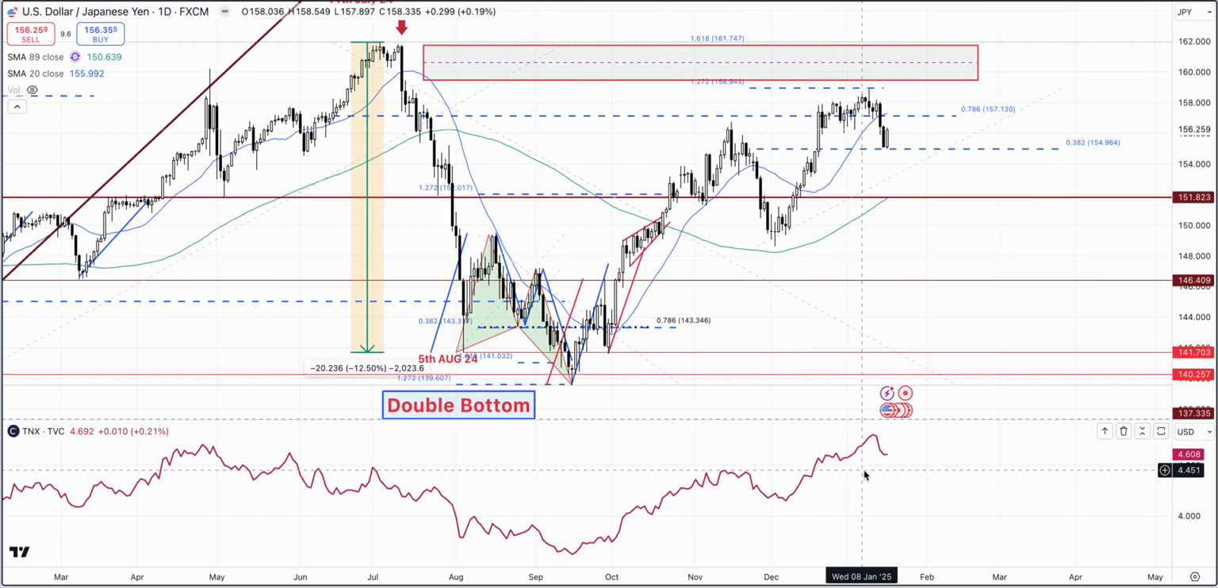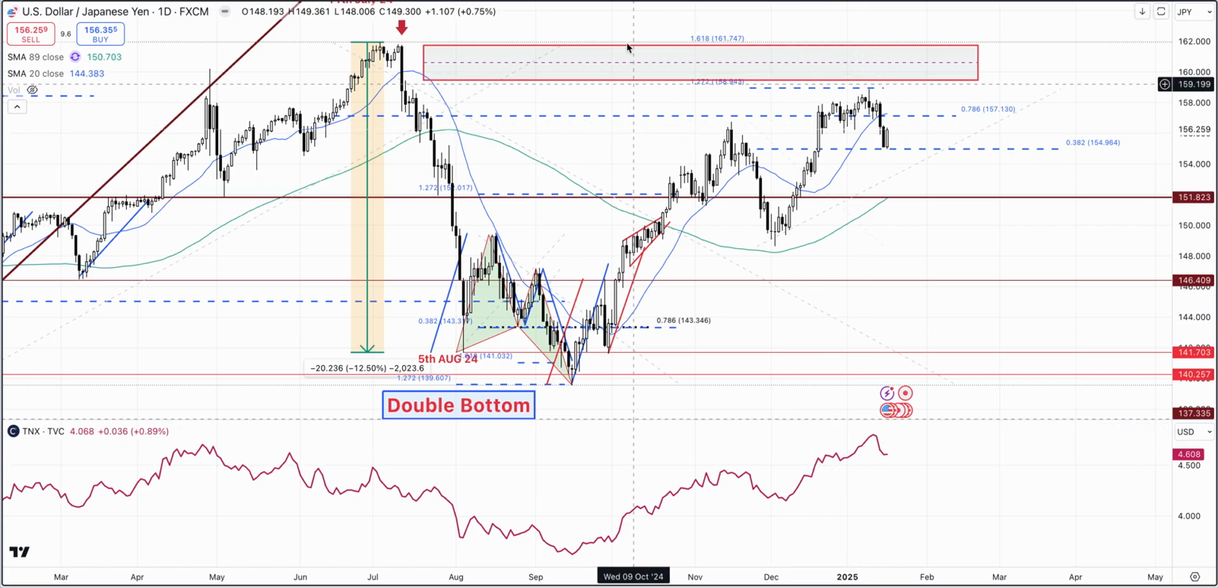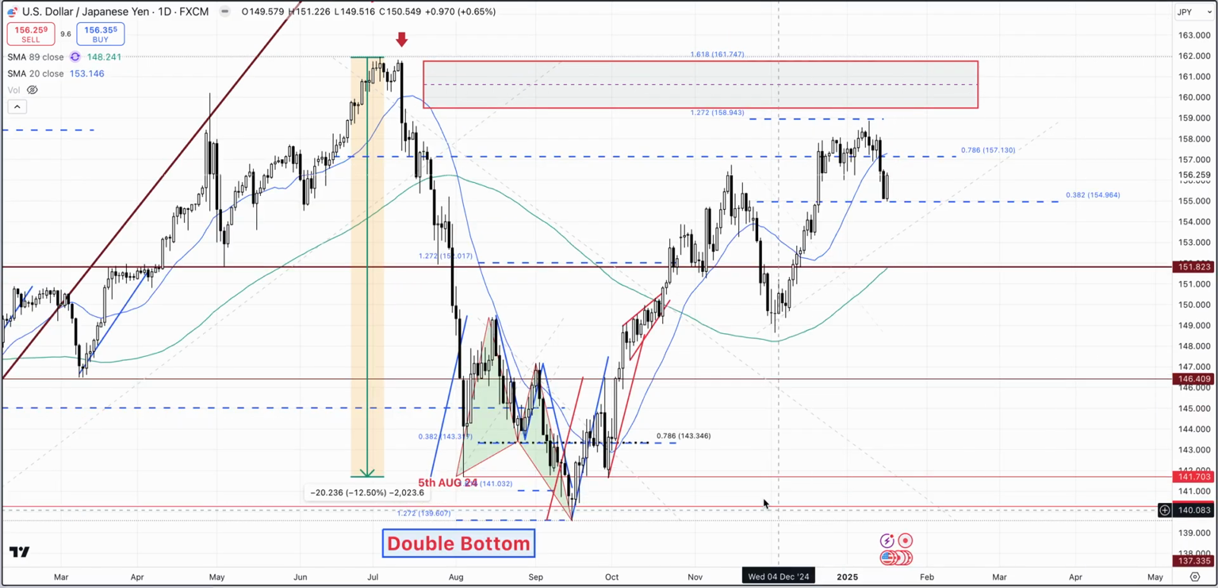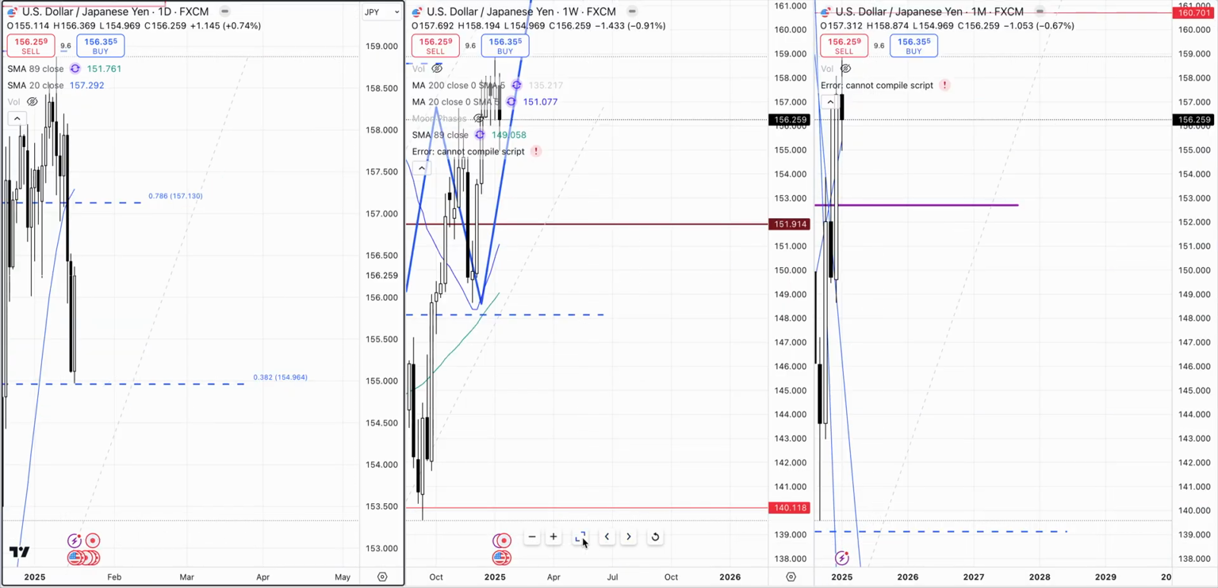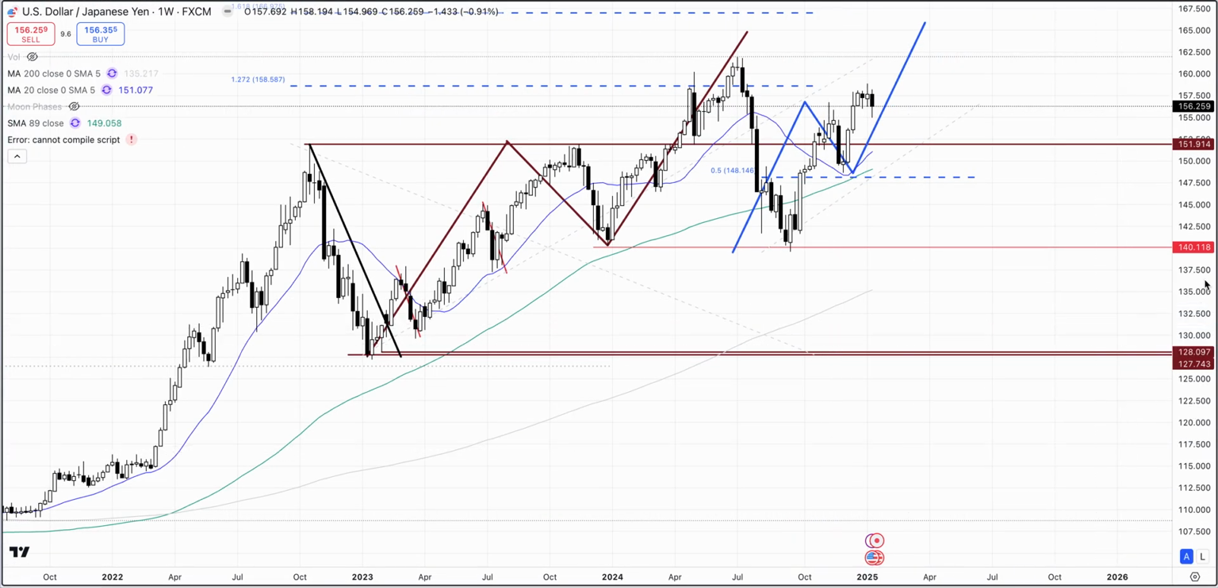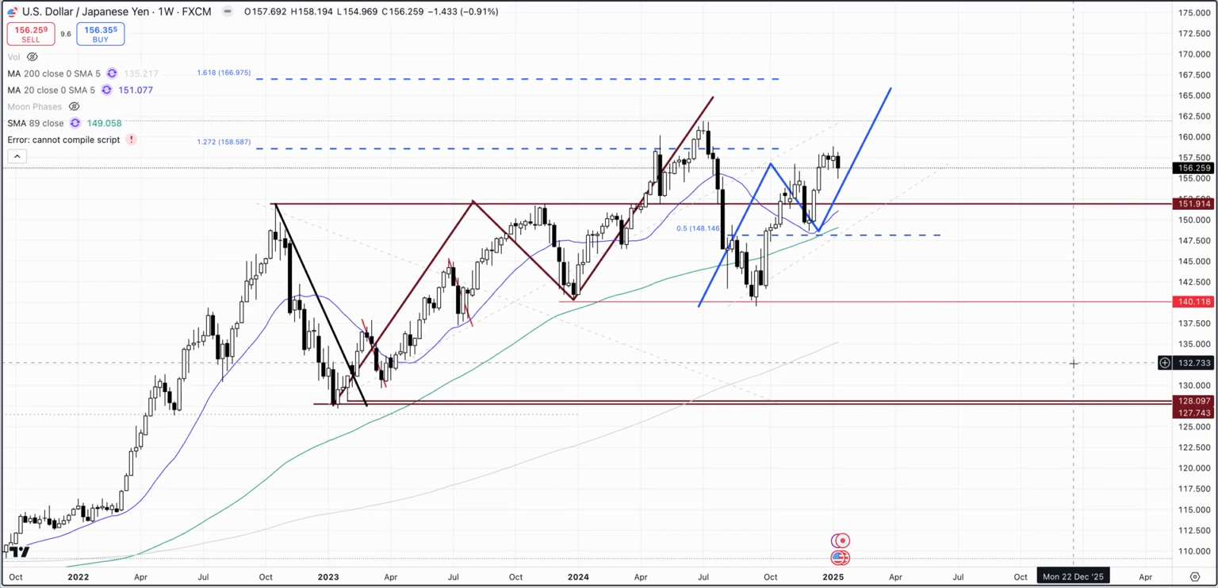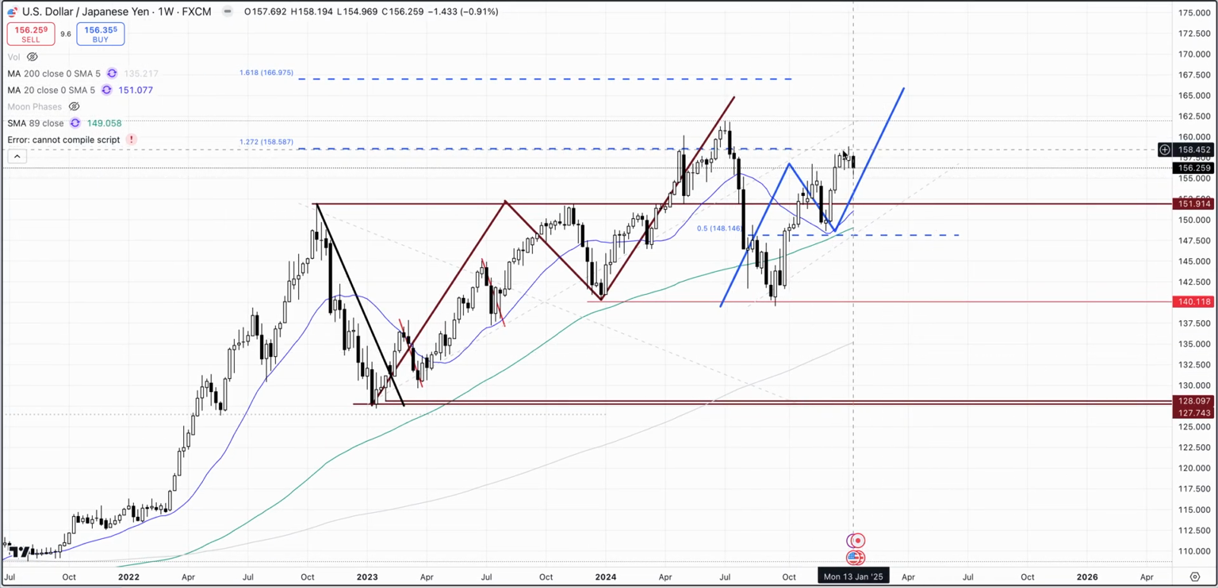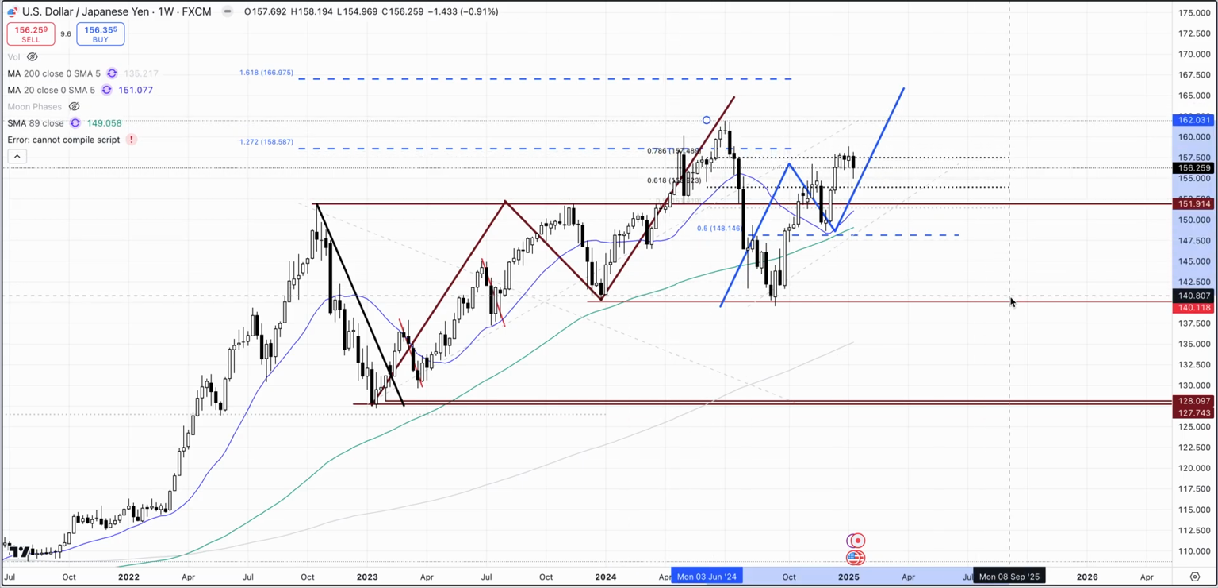So if the yields pull back, then the chances are this pair is also going to pull back. So there is a pretty good correlation. We have seen two correlations thus far: between the 10-year treasury note and the crude oil, and then also 10-year treasury note yields and the USD JPY currency pair. So there we go, and let's take a look at this on the weekly chart.